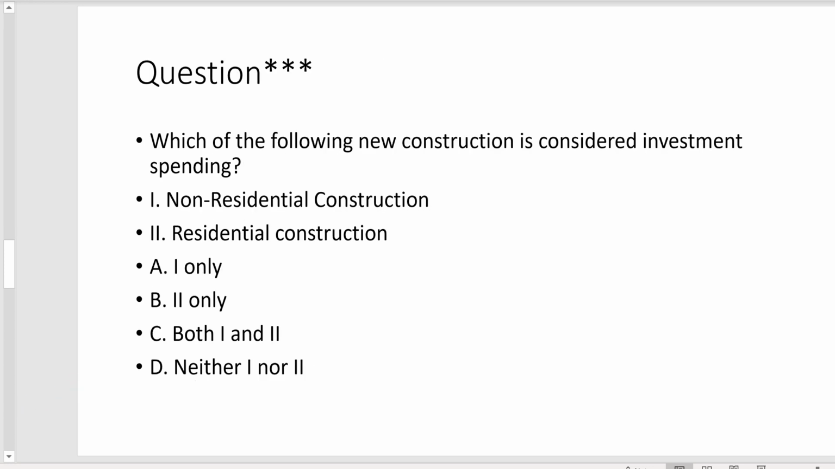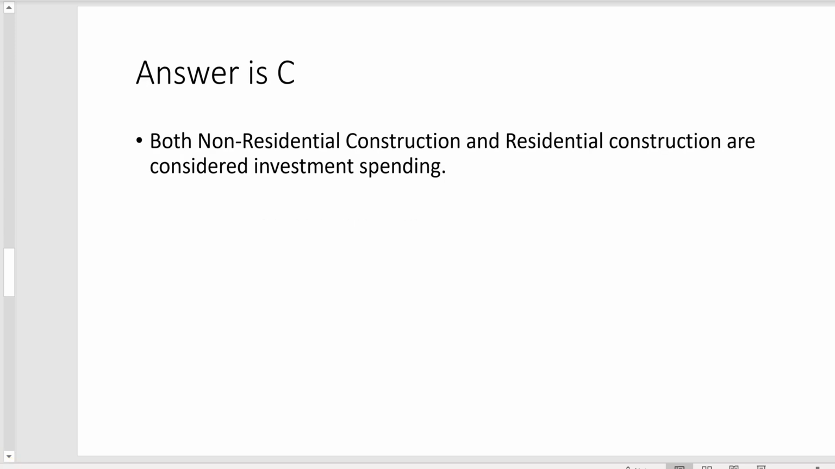So which of the following new construction is considered investment spending? Non-residential construction? Yep. Residential construction? Yep. Both of these are considered investment spending. Letter C is the answer.